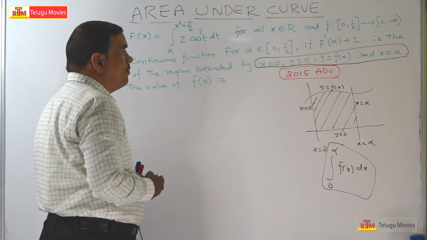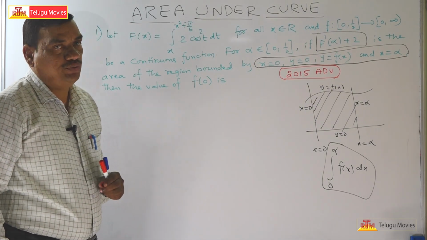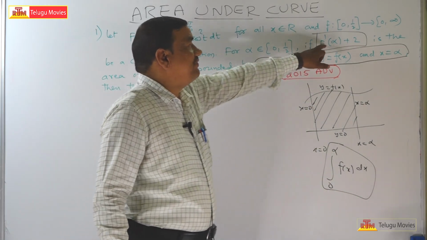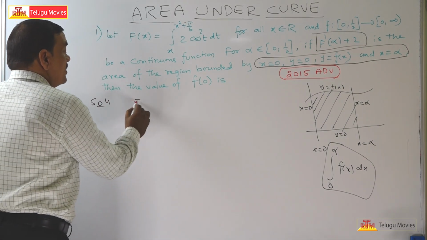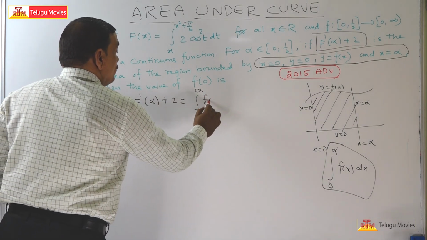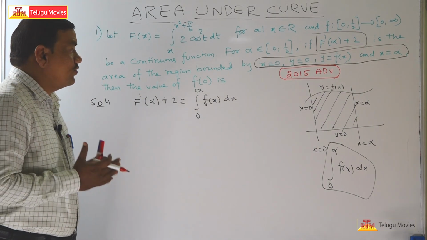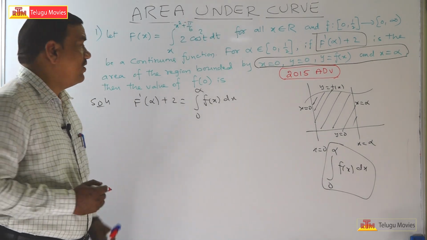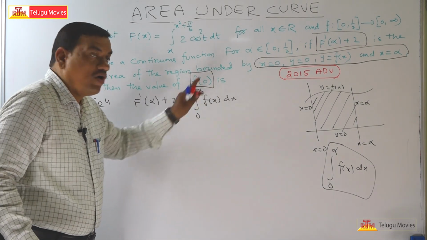That is given by how much? This is given by capital F dash of alpha plus 2. The area, integral 0 to alpha f of x dx, is given by capital F dash of alpha plus 2. So we got a relation between capital F and small f. Now, ultimately what we have to find out? We have to find out small f of 0.